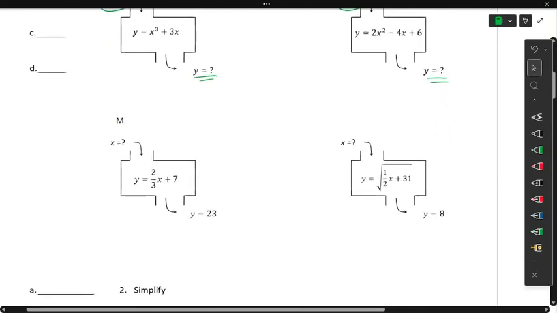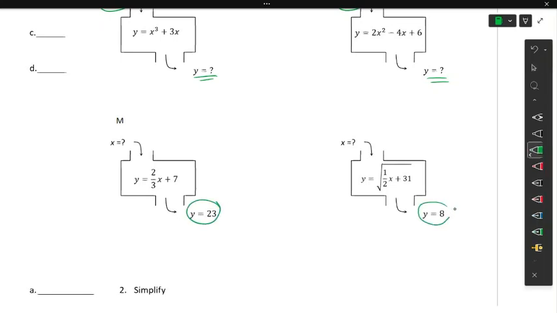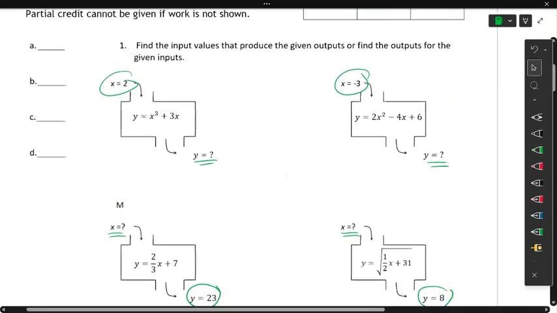Below, the question flips and it says, hey, the output is given. The output is 23, the output is 8. The question here is, what is the value of x that will make these values come out of the function? So let's go ahead and begin here. We'll take a look at the first one.